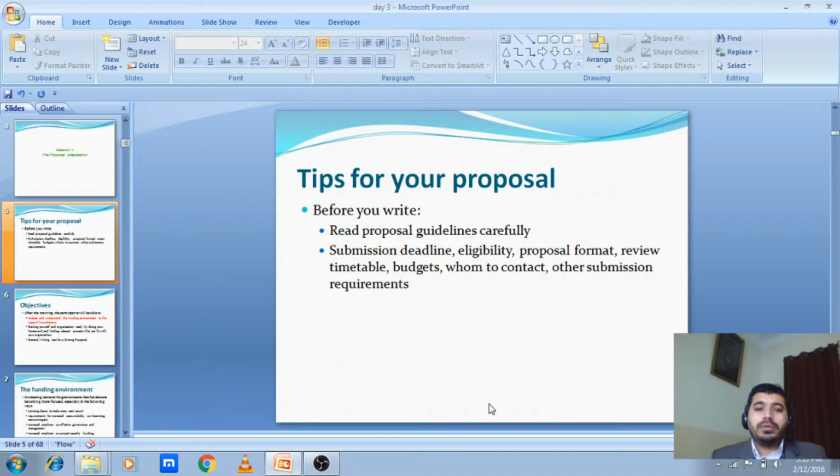Right? So you also need to keep an eye on what the review timetable is, and what the budget limits are. Usually they give you a maximum limit, whom to contact, and other submission requirements. So before starting your proposal, you need to look at these kinds of important information.